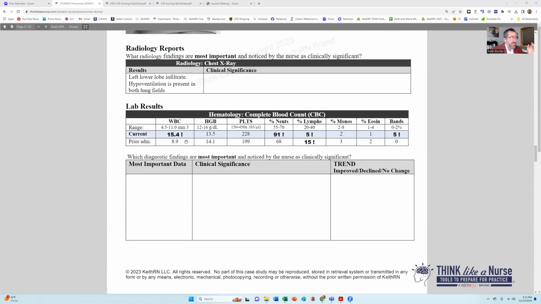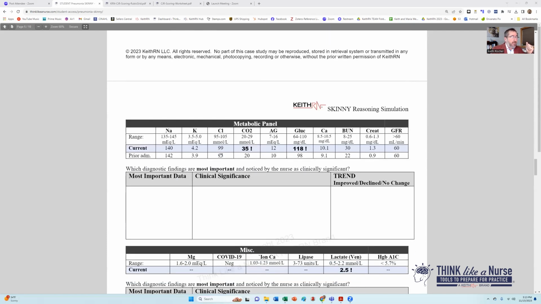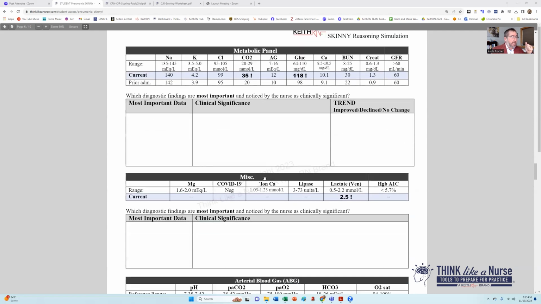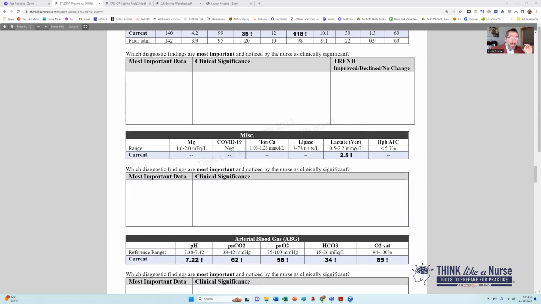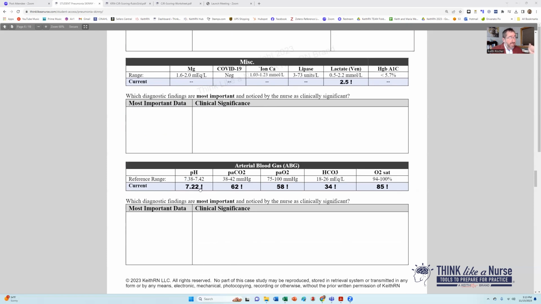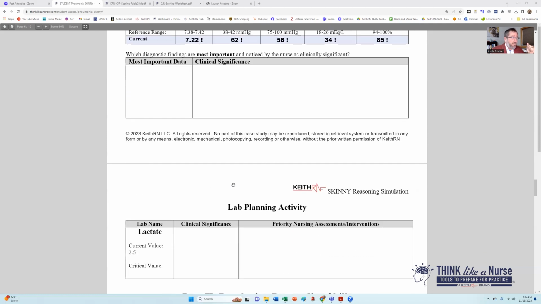Then we go to lab values, and I want you to pay attention to some of the metrics here. We've got a white count of 15.4, 91% neutrophils, 5% lymphs, and 5% bands. And again, what do your students notice is most important? What does it mean? Where is our trend going? We do that with each panel, and you can see there's some key data that needs to be noticed. And this is also kind of a red flag. The lactate is elevated at 2.5. But again, they have to notice. What are they noticing? What does it mean? As well as ABGs that you can see are concerning for respiratory acidosis.